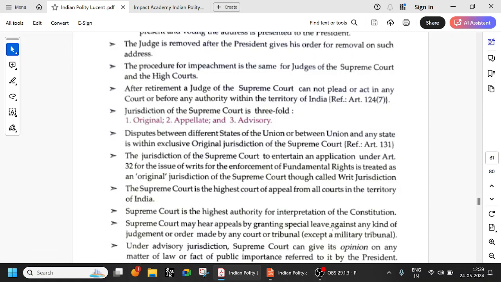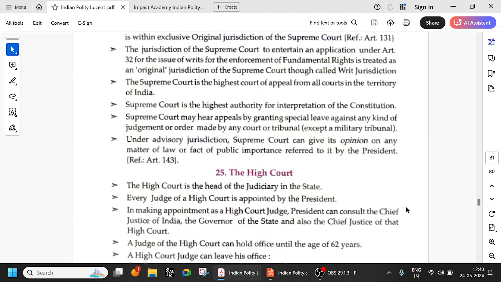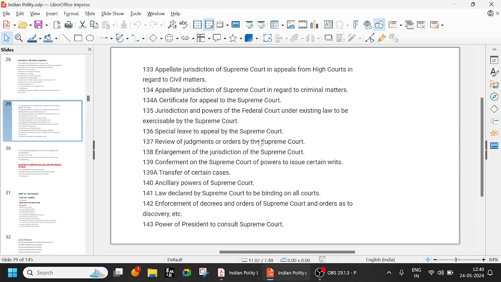Supreme Court is the highest authority for interpretation of the Constitution. So all these are very important statements. Okay, Supreme Court may hear appeals by granting special leave against any kind of judgment or order made by a court or any tribunal except a military tribunal. Okay, so this is Article 136. We have seen, right? Special leave to appeal.